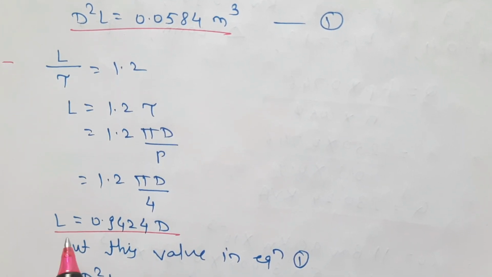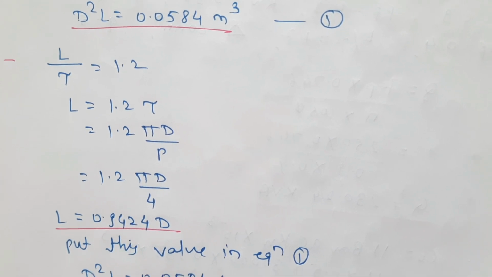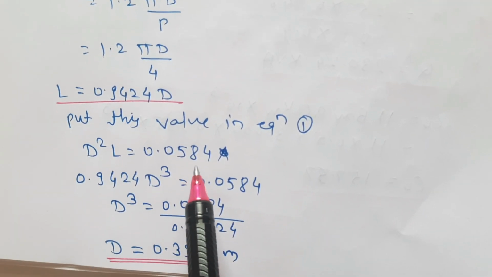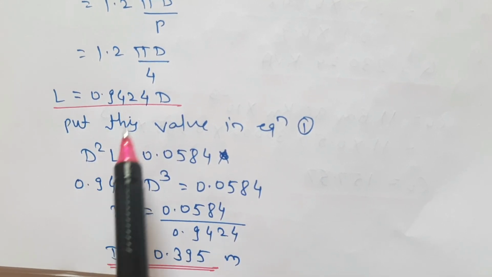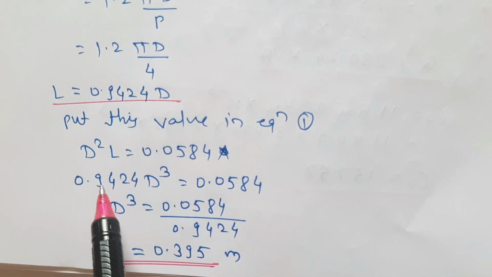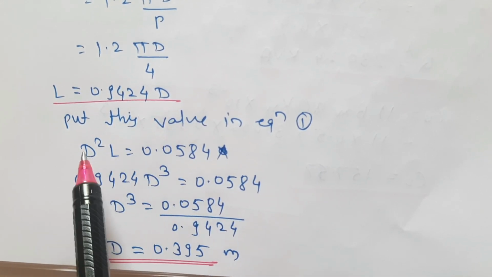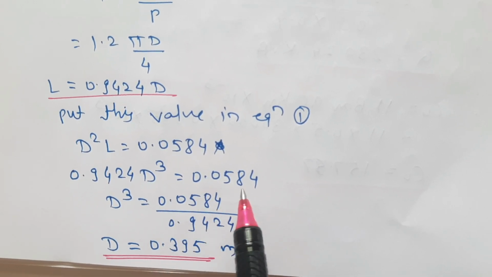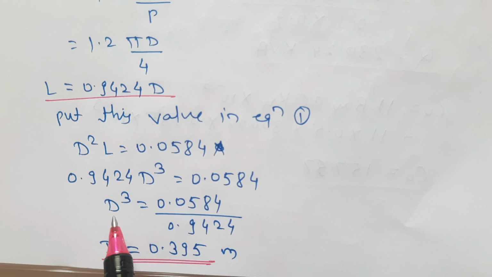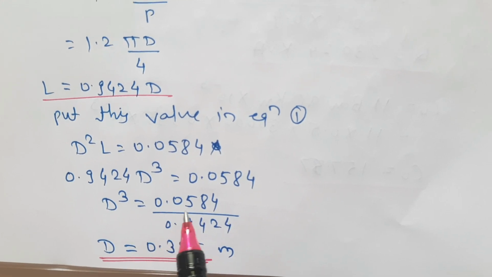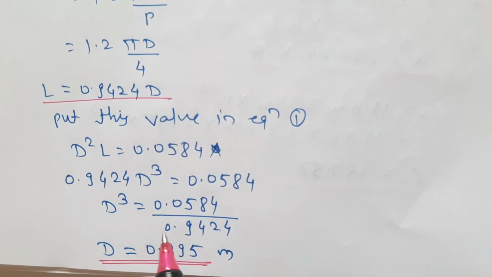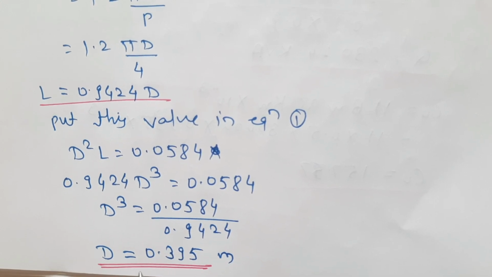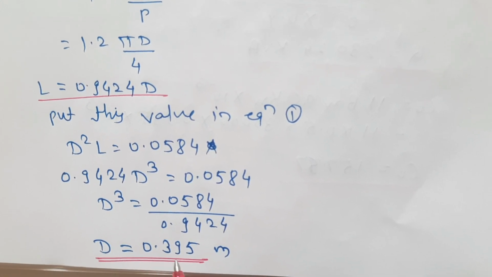Therefore, L is equal to 0.9424 d, and d square L is equal to 0.0584. Now, putting the value of L as 0.9424 d into d square L, d cube is equal to 0.0584. Therefore, d cube is equal to 0.0584 divided by 0.9424. Therefore, the value of d is equal to 0.395 meter.